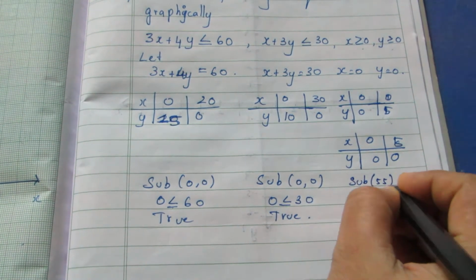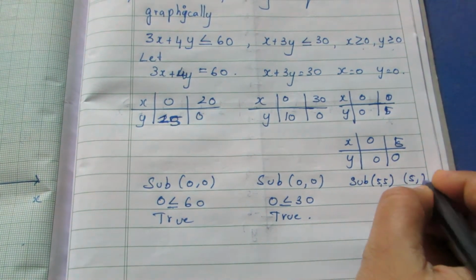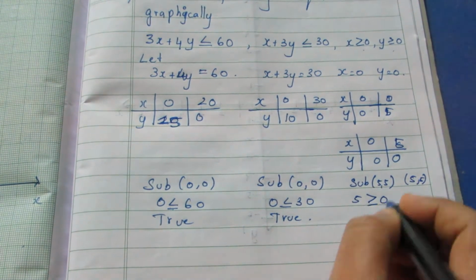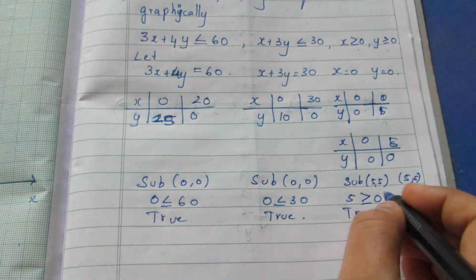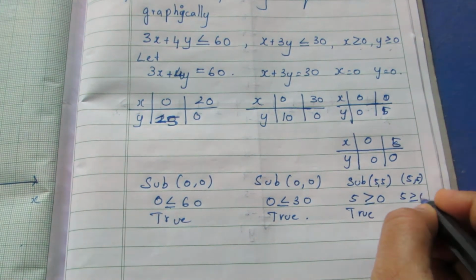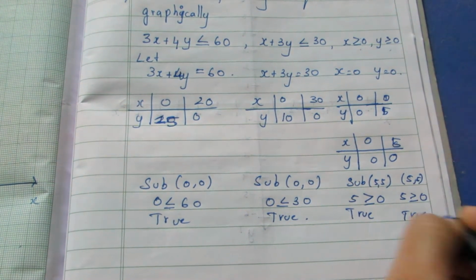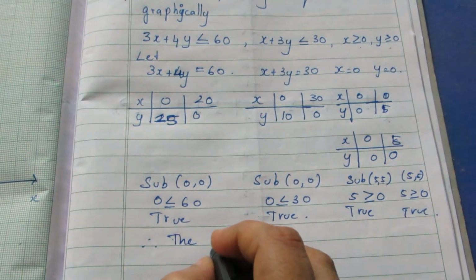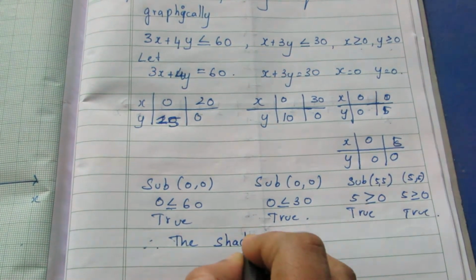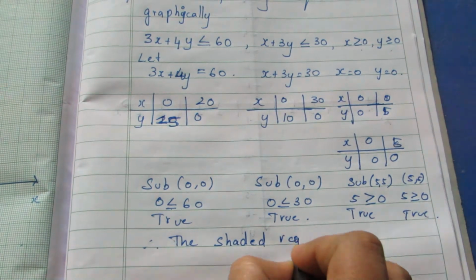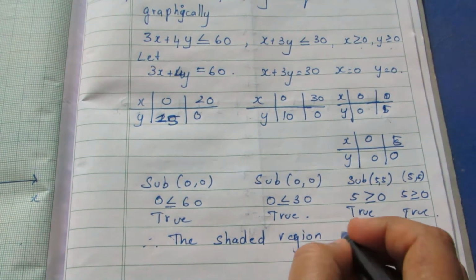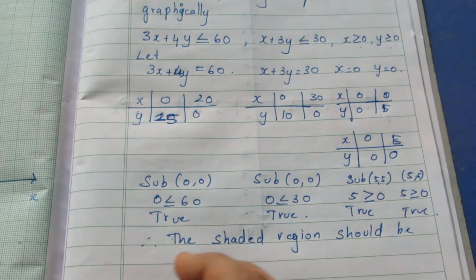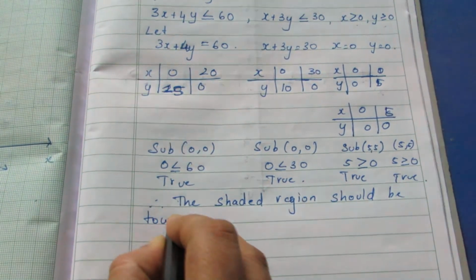For the third and fourth, I am going to substitute 5 comma 5 as a point. If it is 5 comma 5, then 5 is greater than or equal to 0. Even this is true. Here 5 is greater than or equal to 0. Even this is true. So everything is true. Therefore the shaded region should be towards the point we have taken.